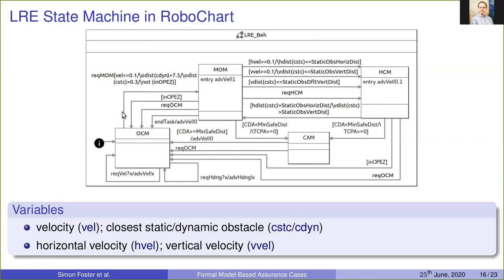And so what this says is that we can only transition from OCM to MOM when the velocity is less than or equal to 0.1, the distance to a dynamic obstacle is greater than 7.5, and the distance to a static obstacle is greater than 0.3. So this is this safety bubble that we talked about. And in addition, we mustn't be in an OPES. So the intuition here is the operator wants to hand over control to the AUV, but it can only do so provided the AUV isn't moving too quickly and it's not close to obstacles and it's not in an OPES. Right, so this is the idea. And then we have a lot of other transitions that represent the other possible behaviors of the LRE.